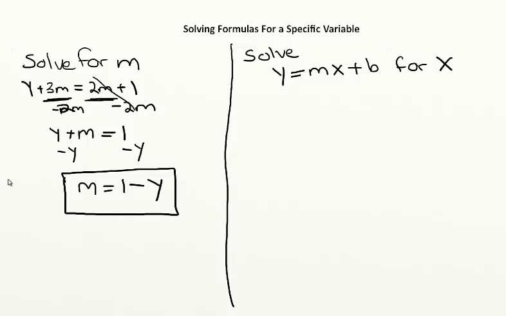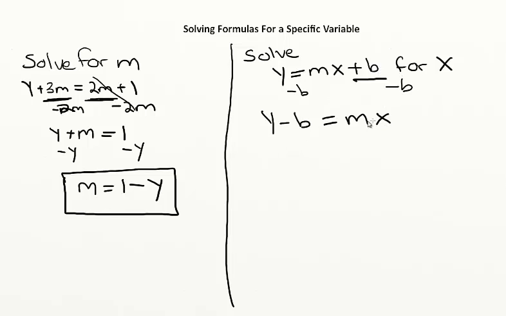For our last example, we are going to solve the equation y equals mx plus b for x. Later we'll learn that this is actually the equation for a line, and this is going to show up in a lot of math courses, so it's a very, very important equation. Now we're going to solve this for x. We want x on one side and everything else on the other. First off, we have to get rid of this b by subtracting b on both sides. So we get y minus b is equal to mx, because our b and minus b cancel out.